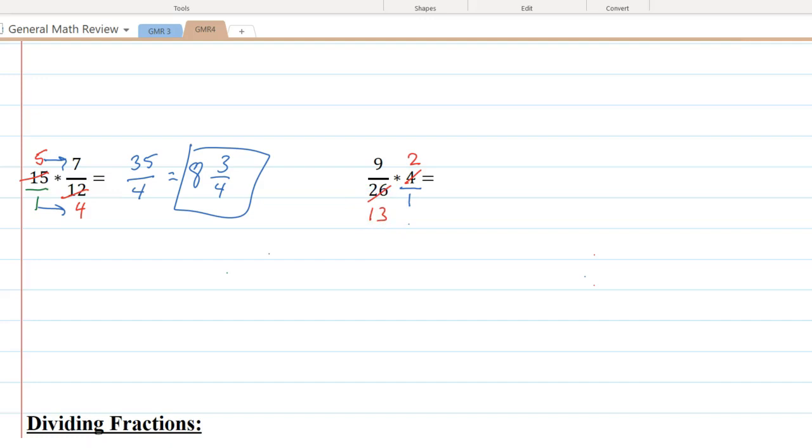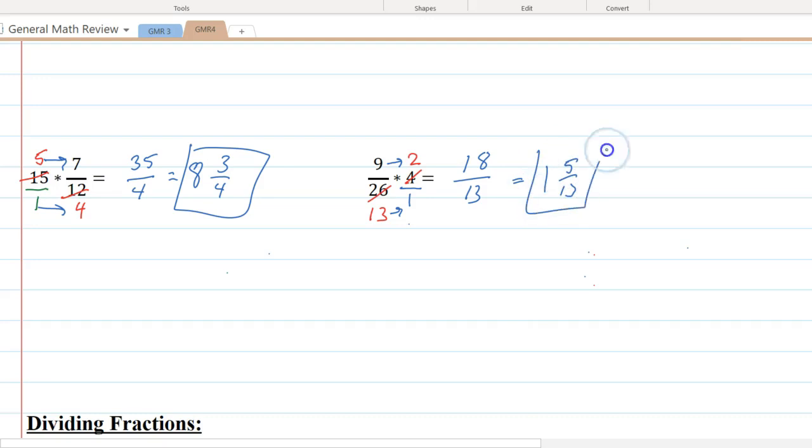Now we're going to multiply straight across. 9 times 2 is 18. 13 times 1 is 13. We can change that to a mixed number. 13 goes into 18 only one time, and we have 5 over 13 left over.